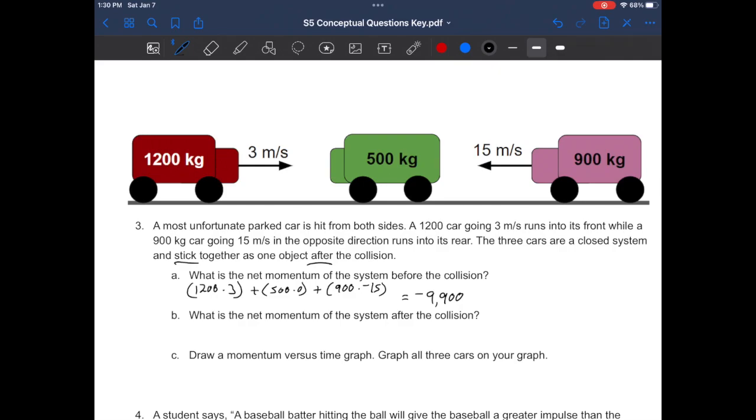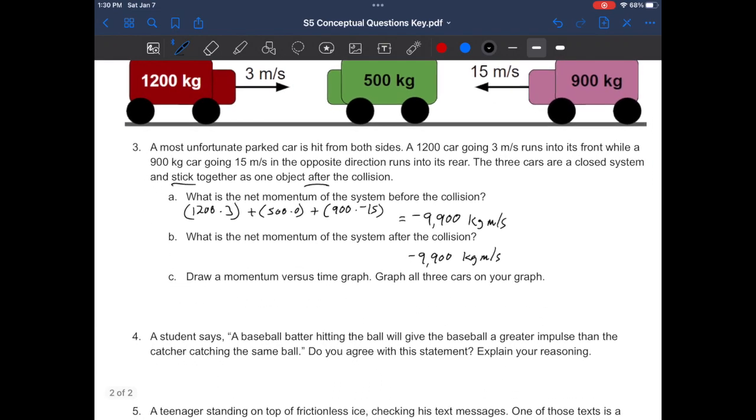What's the net momentum of the system after the collision? Were there any external forces acting? Any unbalanced external forces? No. The system was exactly the same at the end as it was at the beginning, so the net momentum is the exact same. Draw a momentum versus time graph. Graph all three cars on your graph.